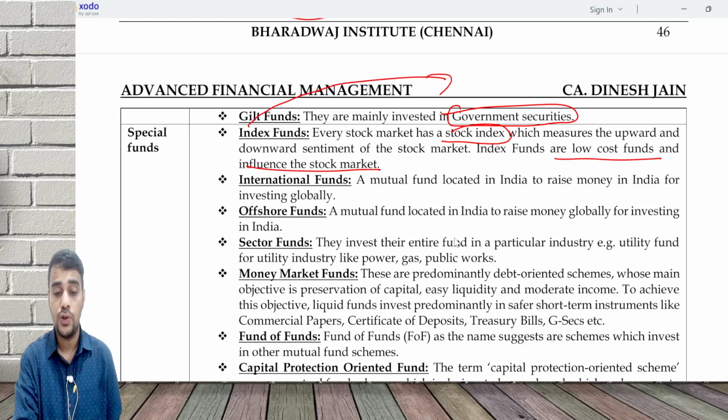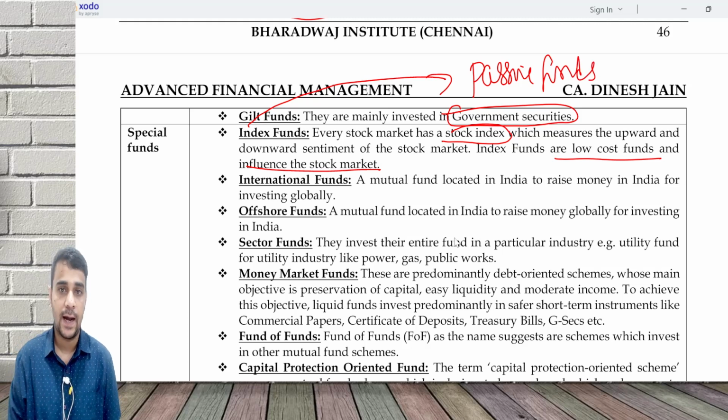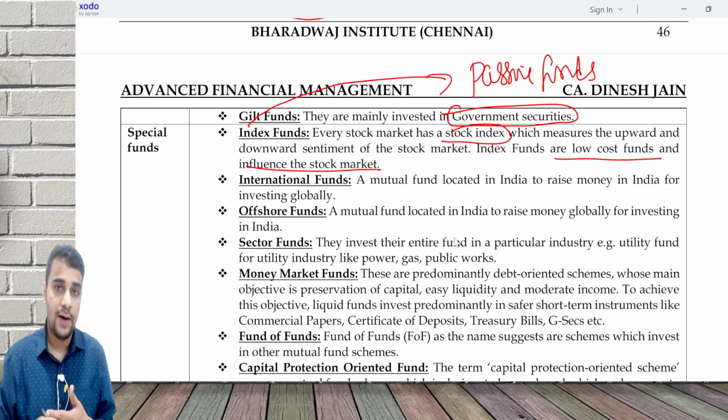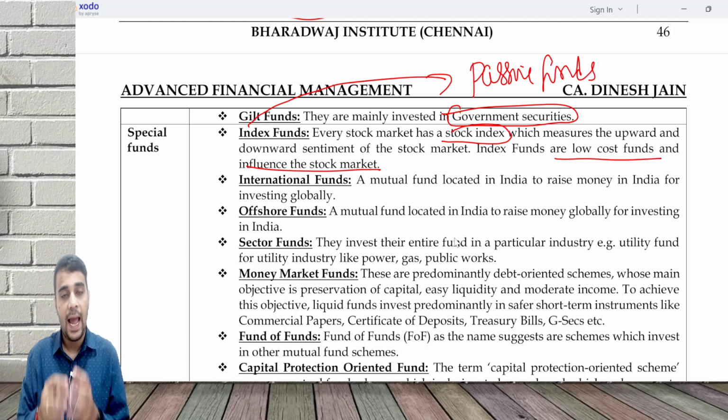Index funds are also called passive funds. There is something called active funds and passive funds. What are active funds? The fund manager will be doing a lot of buying and selling. He will have to do the job of selection of security. Active funds need a strong research team.